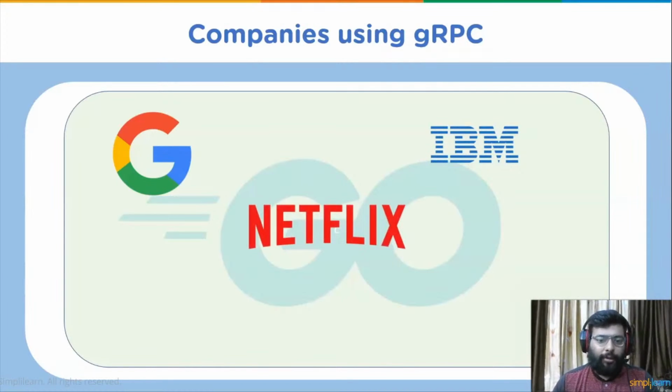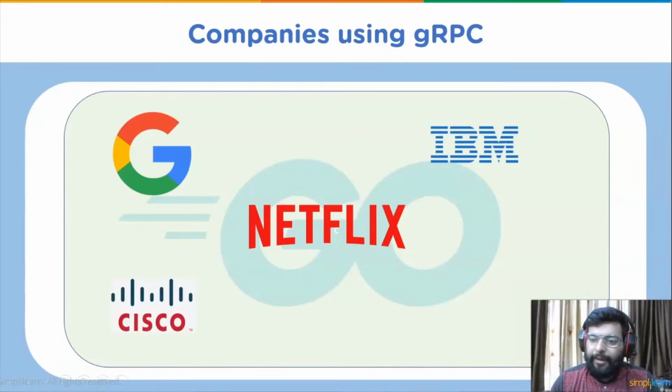The next one that uses gRPC is Netflix. It's an American subscription streaming service and production company. It was launched in 1997. It offers a film and television series library through distribution deals as well as its own production, that is known as Netflix Originals. The next company that uses gRPC is Cisco.